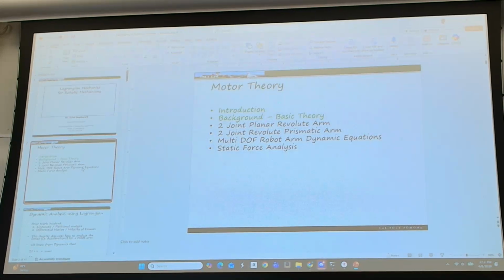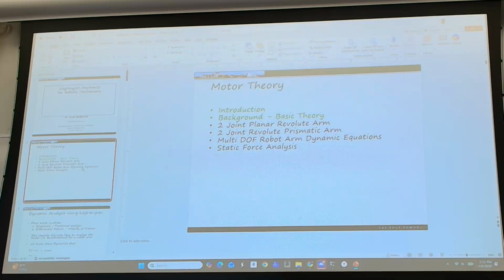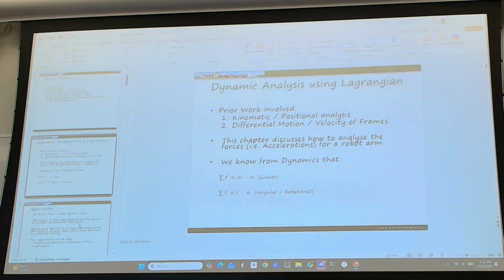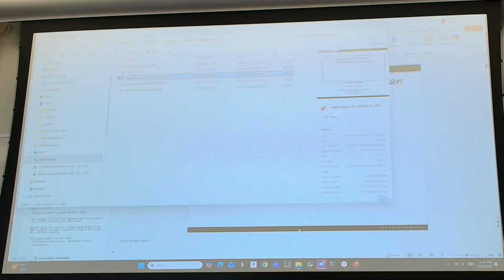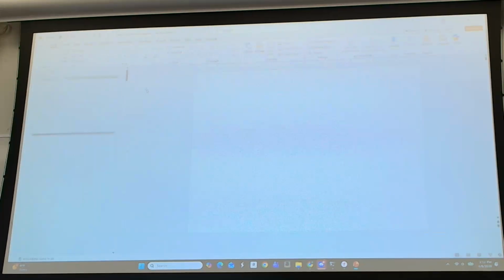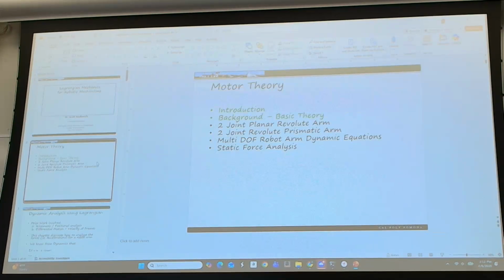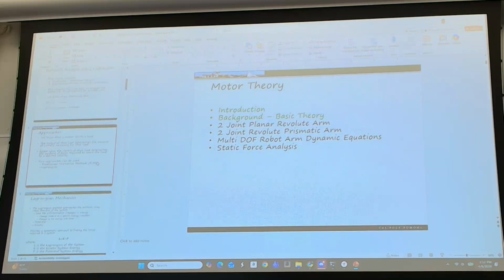So the idea behind, that still says motor steering, but so what. The idea, let's just see what the other one was. Intro background. Probably that one, actually. Motor theory. Motor steering.